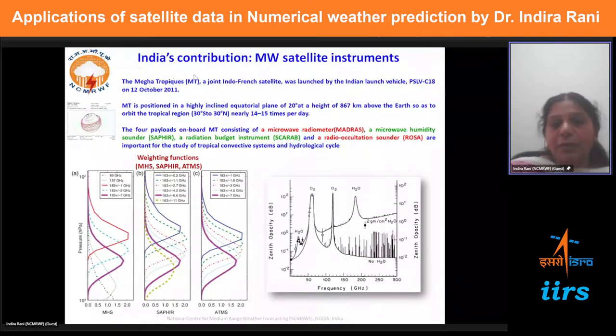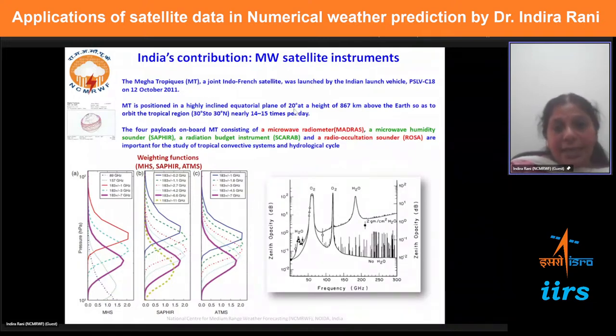there was a microwave radiometer, Madras, and unfortunately the radiometer stopped working maybe after 2 months of launching, so we couldn't exploit the Madras data to see what is the impact of this data in the NWP assimilation. And another one is the microwave humidity sounder, that was Saphir, and we used this data exhaustively in our NWP assimilation system, and we got very good positive impact due to the assimilation of Saphir data.